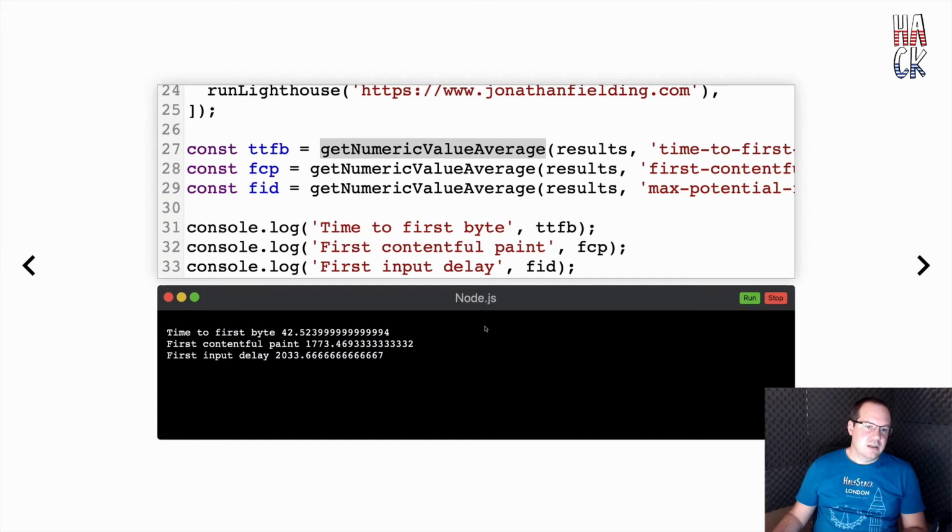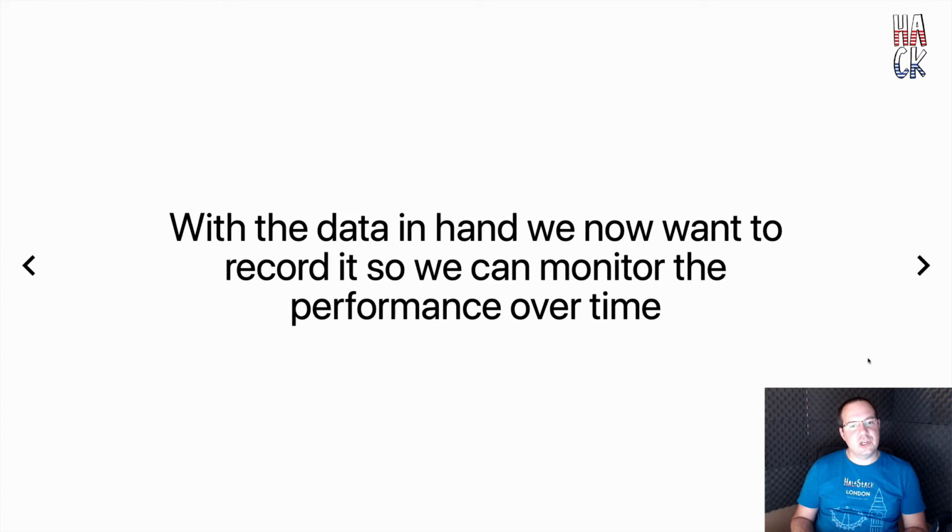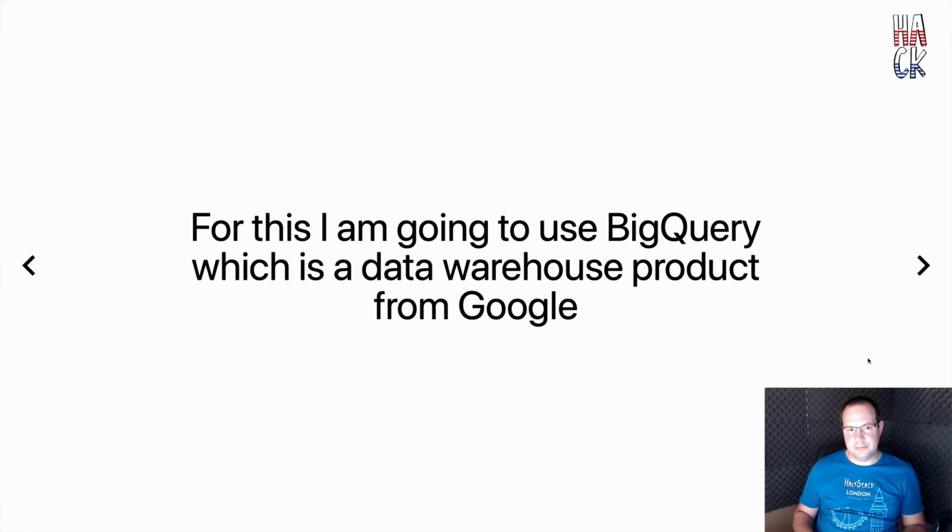With the data in hand, we now want to record it so that we can monitor the performance over time, because it's very good to see if our website is getting faster when we make changes or if our website performance has regressed. So what I'm going to do, I'm going to use BigQuery. This is a data warehousing product from Google. It allows us to store all this data in a table, and then we're able to query it. There's lots of tools that will integrate with BigQuery to build graphs. So it's a really useful data store for this kind of data.